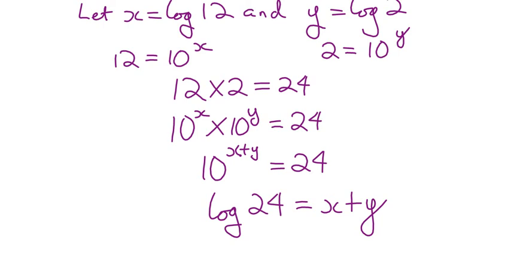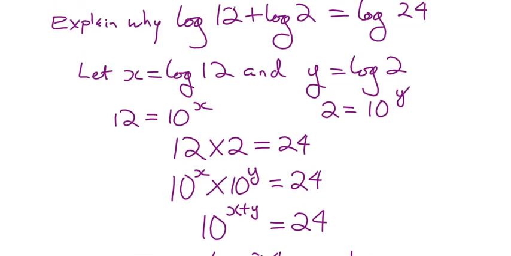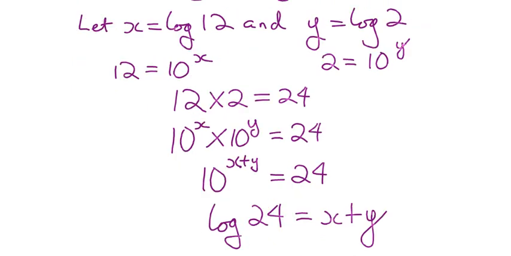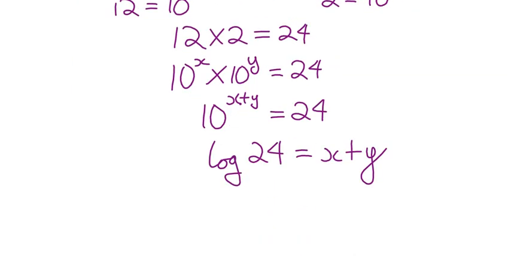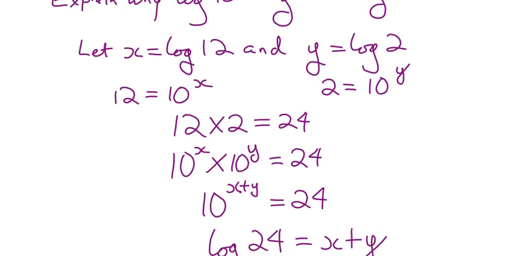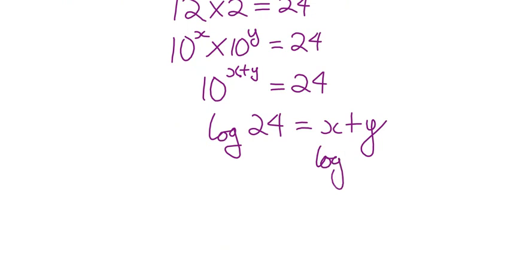So you just say the log. What's the base? 10. Don't need to write the base. What's the value? I'm going to end up with 24, and that's equal to, a log is an exponent. That's the exponent, so it goes down here. That's the base, it goes there. That's the value, it goes there. And I think that's what we were trying to show up here: log of 12 plus log of 2 is log 24, and log 24 is x plus y, and x and y are log 12 and log 2. So I can now go down here and replace this and say it's log 12 plus log 2.